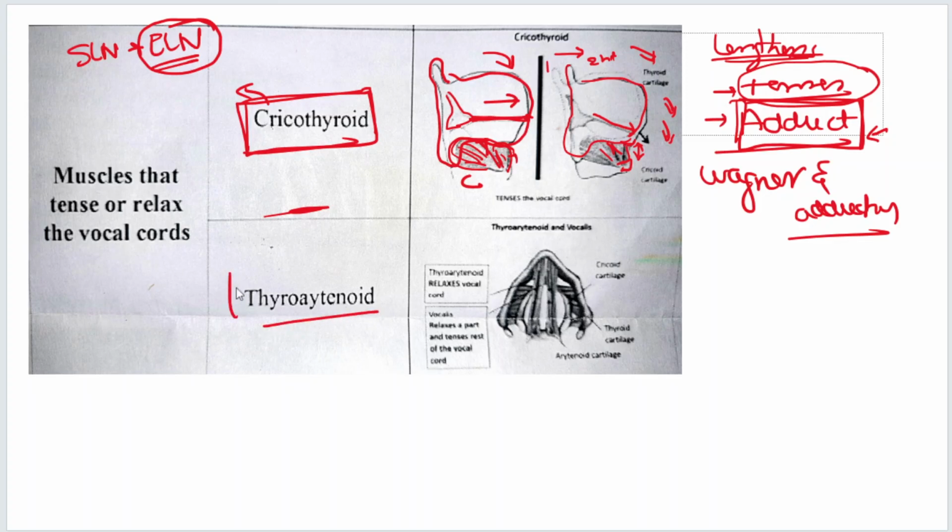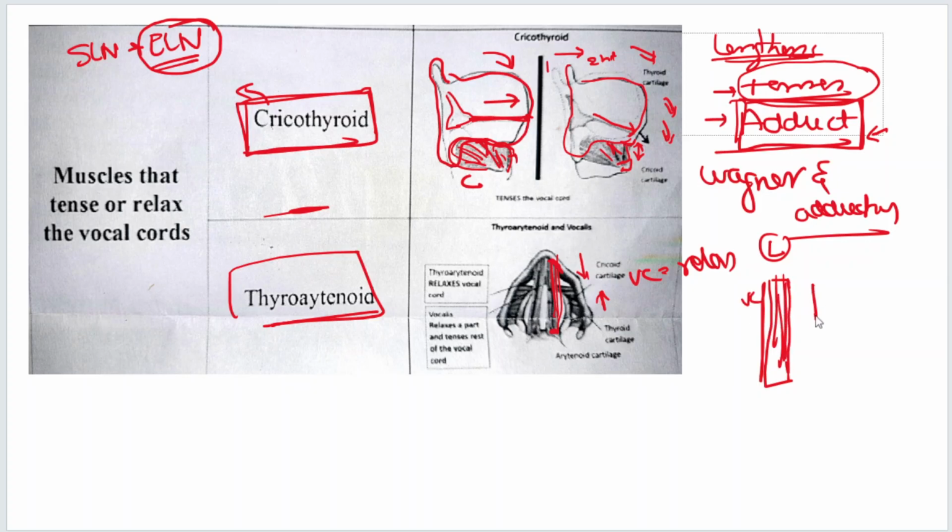Now coming to thyroarytenoid muscle. Thyroarytenoid muscle is in between the thyroid cartilage and the arytenoid. So this is present just lateral to the vocal cord. When this contracts, what happens? The vocal cord will become relaxed. Suppose this is the vocal cord. On the left side, there is this muscle which is present laterally to this vocal cord. When this contracts, the vocal cord will become relaxed.